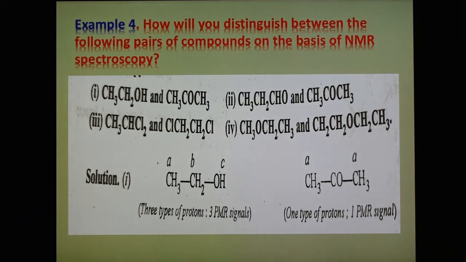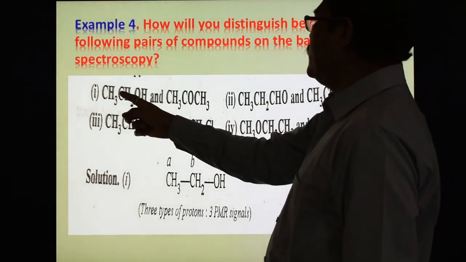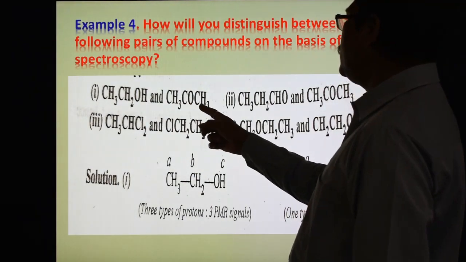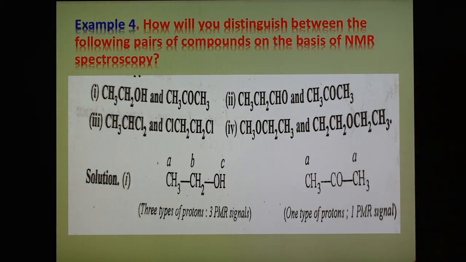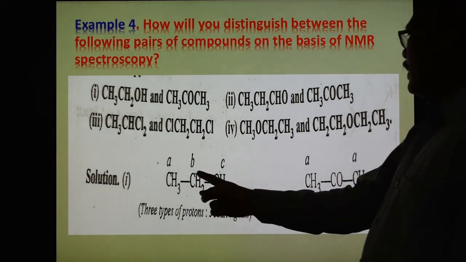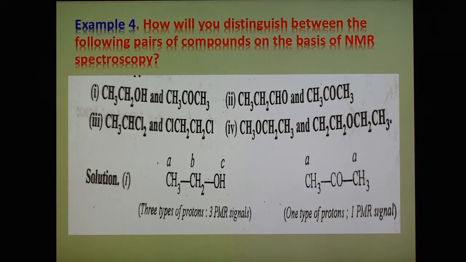Number 4: how will you distinguish between the following pairs of compounds on the basis of NMR spectroscopy? The pairs are given here, examples 1, 2, 3, 4. In the first case, CH3CH2OH and CH3COCH3. This is the pair shown here. CH3CH2OH is ethyl alcohol. As we know, ethyl alcohol has 3 different types of protons, A, B, C. Three types of protons give 3 NMR signals, and we can distinguish the compound from this.